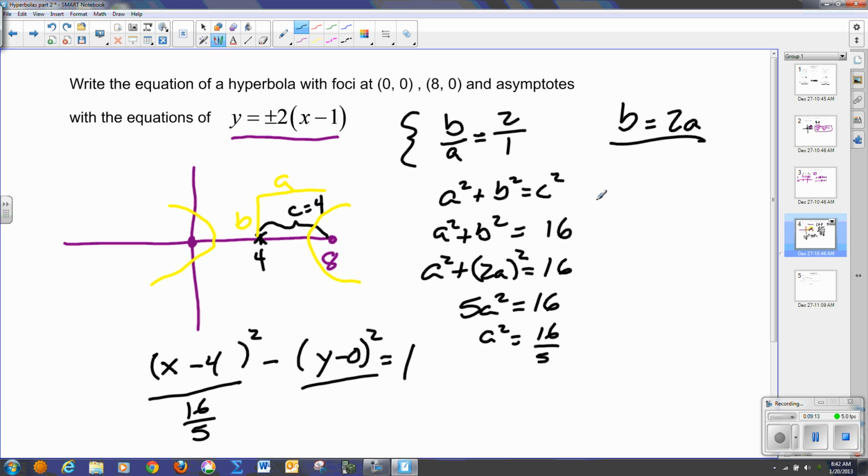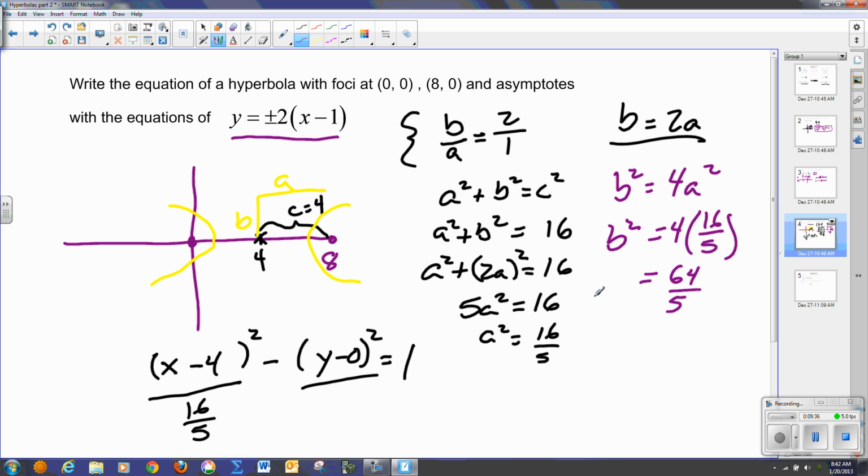So I know that b squared is equal to 4a squared. And if I know a squared is equal to 16 over 5, I have 4 times 16 over 5 is equal to b squared. Therefore, b squared is 64 over 5. I'll just put that down here. Problem done.